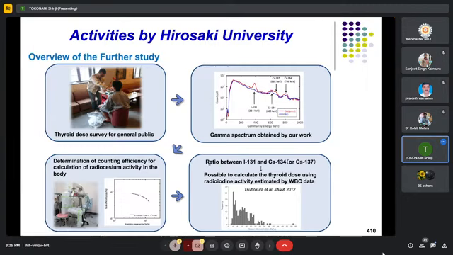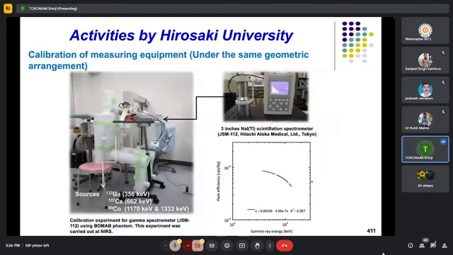Then we use the ratio between iodine 131 and cesium 134 or cesium 137. It is possible to calculate the thyroid dose using radioiodine activity estimated by whole body counter data. Here is the calibration of measurement equipment under the same geometric arrangement. The radioactive materials were filled in the whole body.